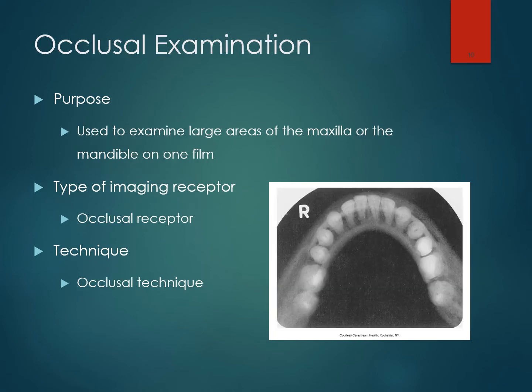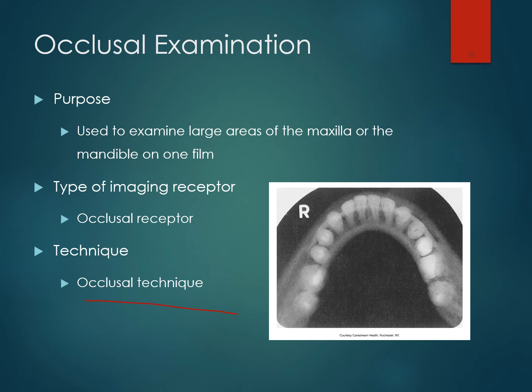Okay, and so then this one is called an occlusal examination. It's called an occlusal examination because of the technique. The occlusal technique makes the patient bite onto, or occlude onto, the receptor itself. It's the only one like that, where instead of just biting on the outside of the film, like the film is inside the teeth, this is the one where the patient bites directly on the film. It's used to examine large areas of the maxilla or the mandible on one film.